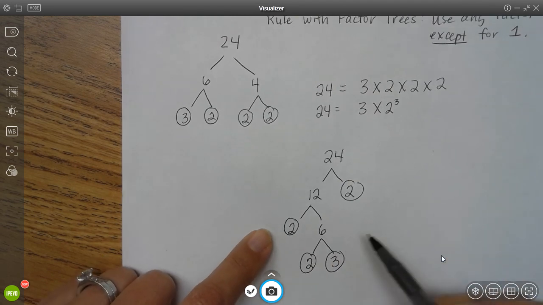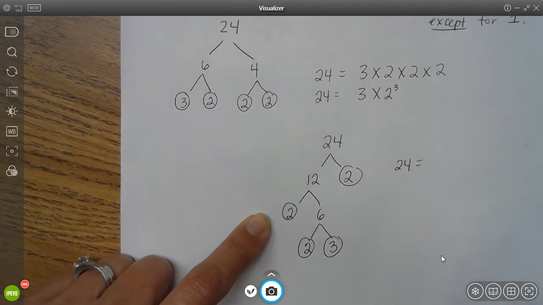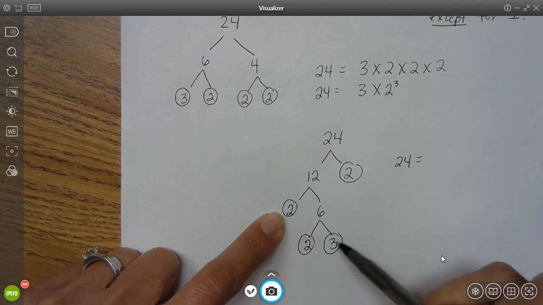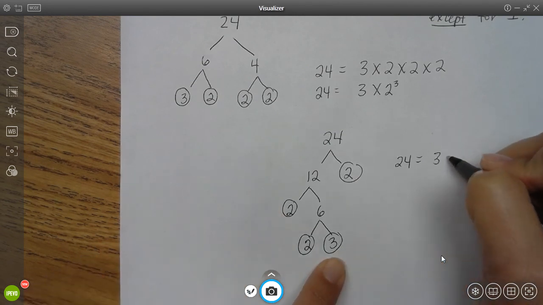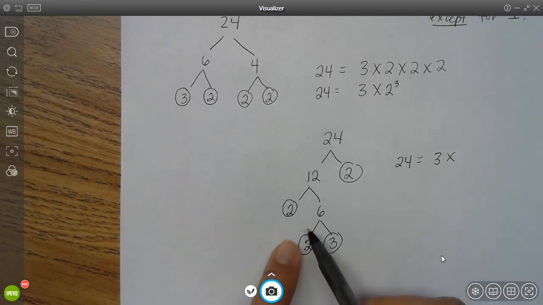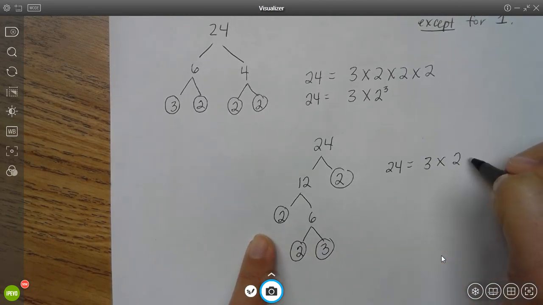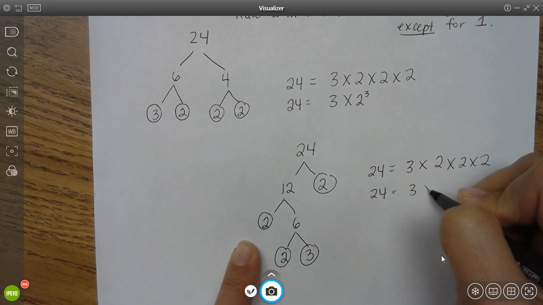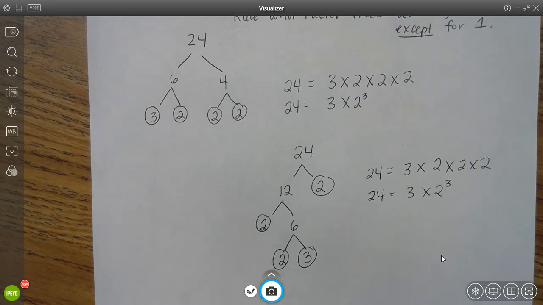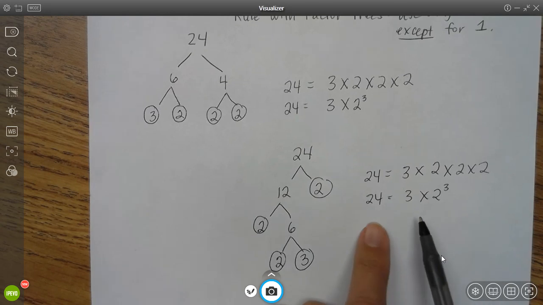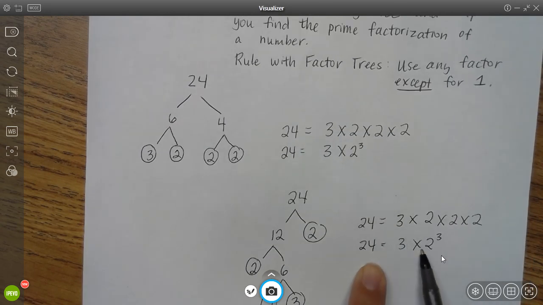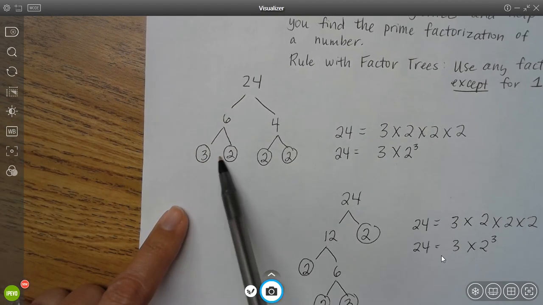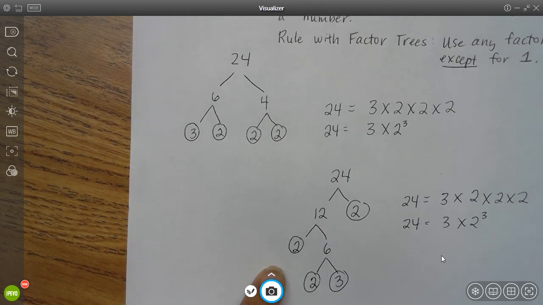So if I were to look at these again, 24 is equal to, and then I'm just going to look at all of my numbers that I've circled because I've identified them as prime. So here's the 3. How many 2's do I have? 1, 2, 3. 2 times 2 times 2. Or I could also say 3 times 2 cubed, or to the third power. Okay, so what do we notice? We have the same answer. So it doesn't matter what factors you begin with, you're always going to end up with the exact same prime numbers.